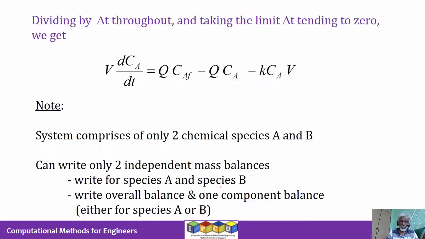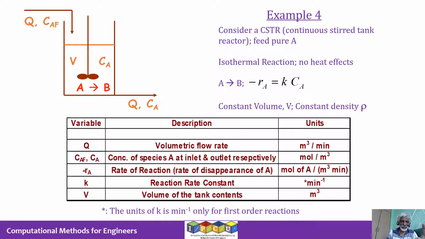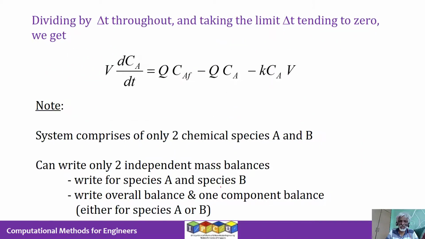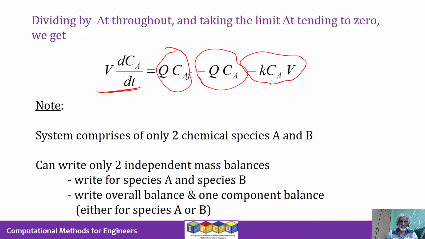Now, if you look at the previous example where we had just one reactor, the reaction kinetics and the assumptions are the same. Our equation finally was V dCA/dt = Q CAF - Q CA - K CA V. This is the accumulation term. This is the contribution of the inflow. This is the contribution of the outflow. This is the contribution of the reaction.